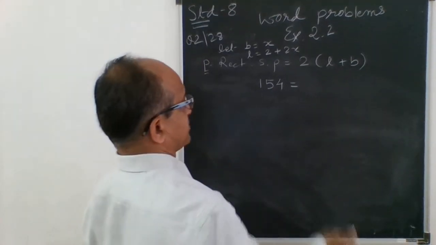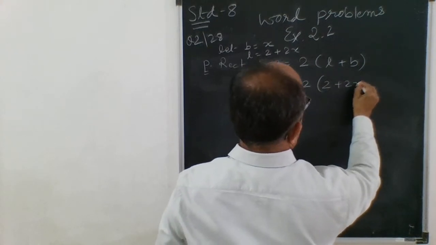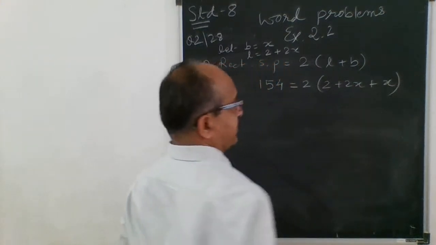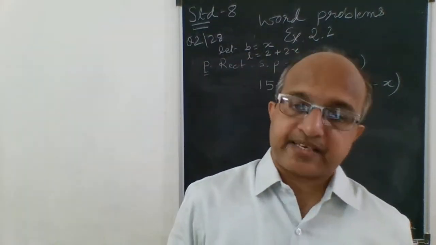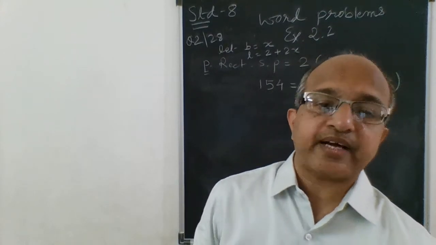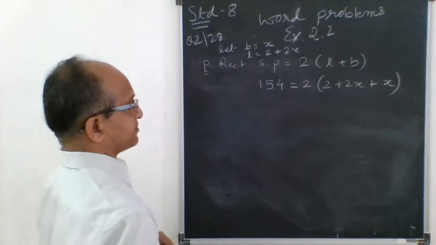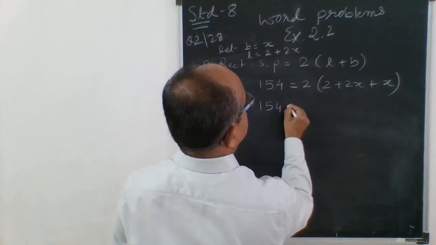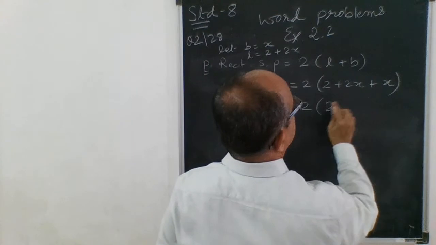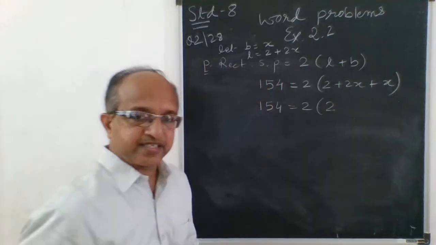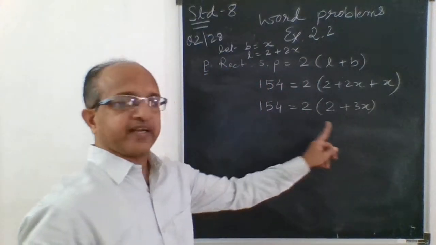After understanding this, we will substitute over here. L is what? 2 plus 2x. And breadth is what? x. And you must have learned like terms and all, right? So here that knowledge will help you to solve the sums. So here 154, first solve this bracket. So what are we getting? 2x plus x, they are like terms. So that is 3x.